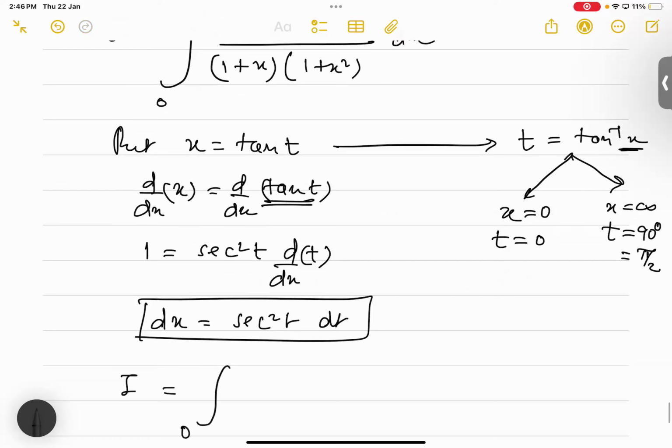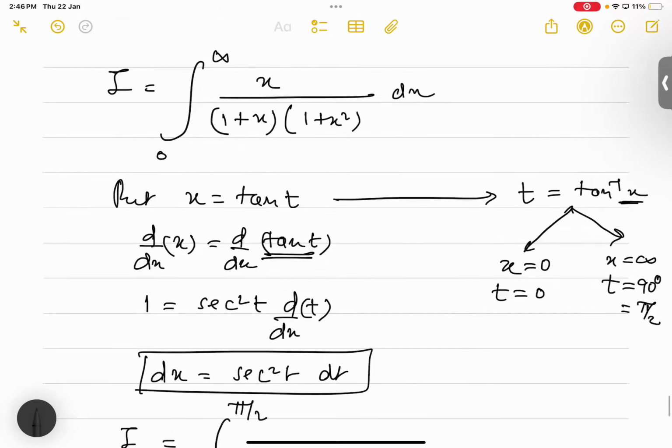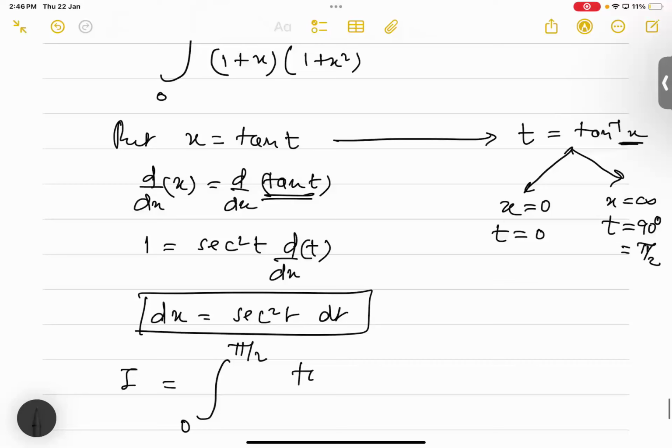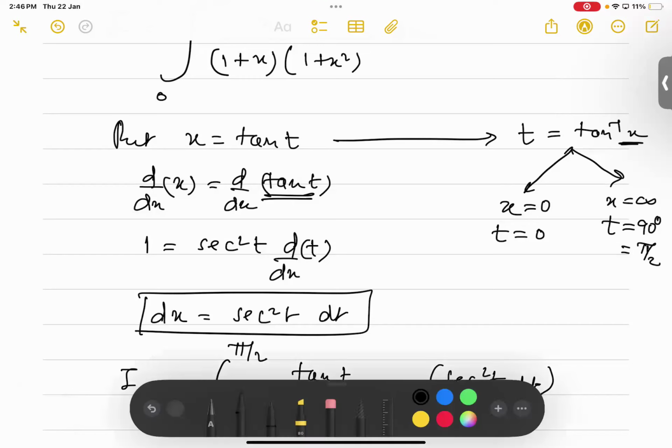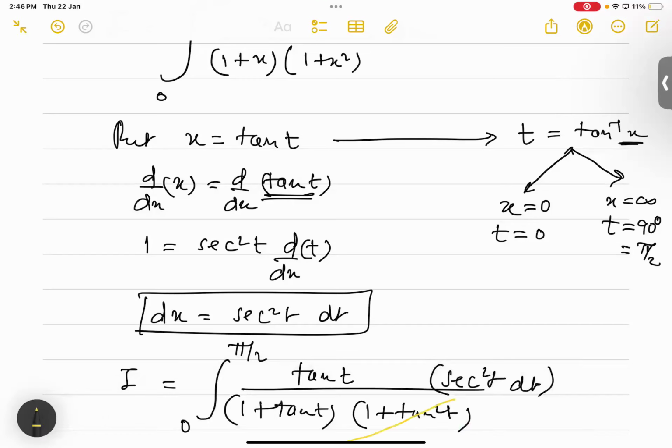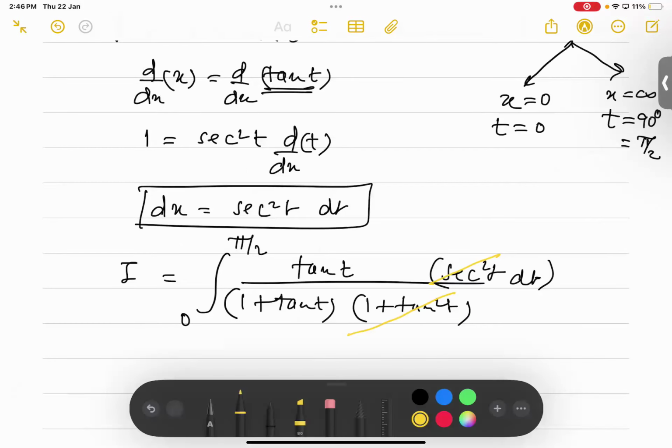I, 0 to pi by 2. What is x? Tan t, over 1 plus tan t. What is dx? Sec square t dt. And this is 1 plus tan square t. Correct, na? Yes or no? Anything getting cancelled? Sec square t, this and this will get cancelled. Now what?